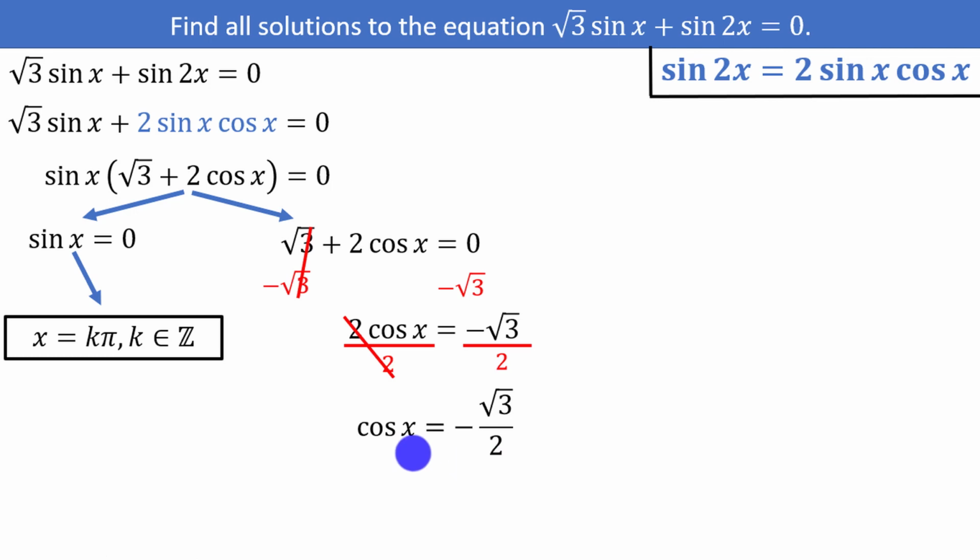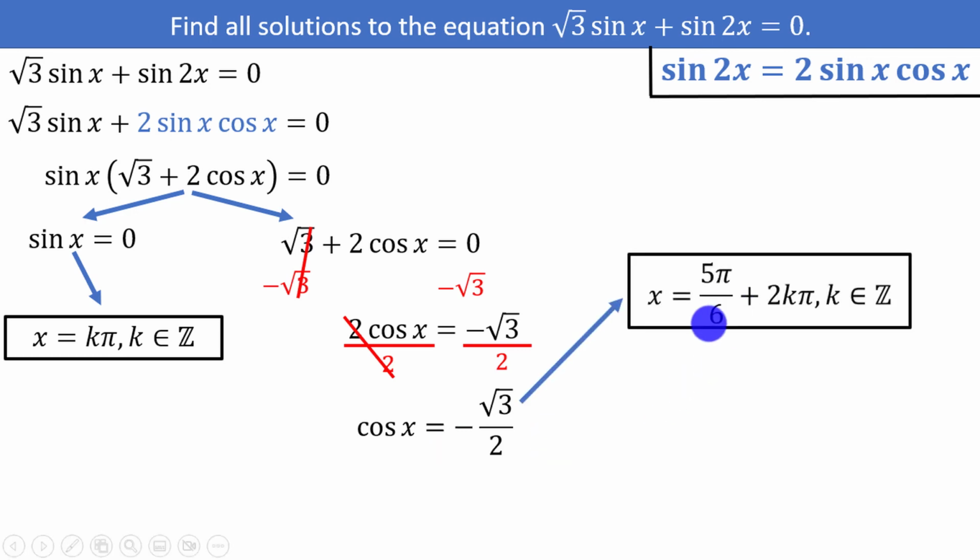We know that cosine of pi over 6 is equal to positive square root 3 over 2. We need negative square root 3 over 2, and cosine is negative in either quadrant 2 or quadrant 3. So we need the two angles that have a reference angle of pi over 6, either in quadrant 2 or quadrant 3. In quadrant 2, the angle is 5 pi over 6. Cosine of 5 pi over 6 is equal to negative square root 3 over 2.